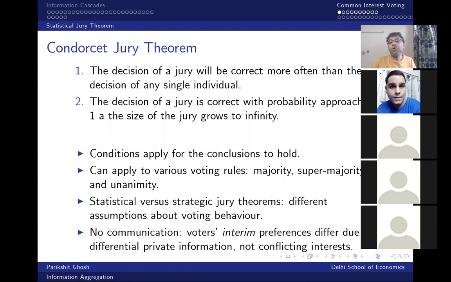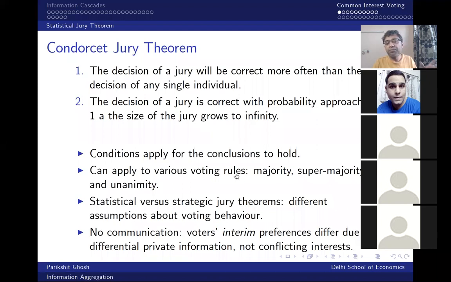Now, of course, the question is why. Are these results true, first of all? And what do you have to assume about the voting process and the information structure so that we can confidently claim that these conclusions are true? So that's what we'll study. What are the conditions that are needed for these conclusions to be valid?